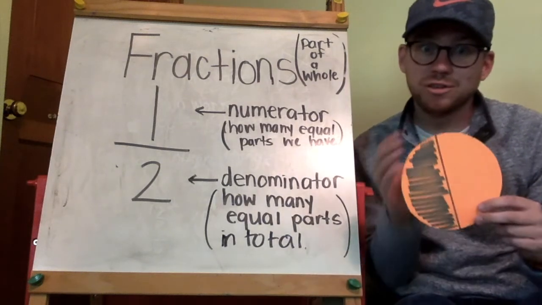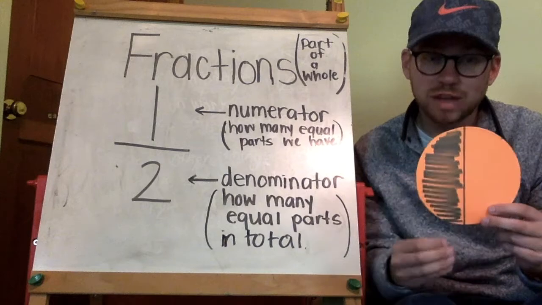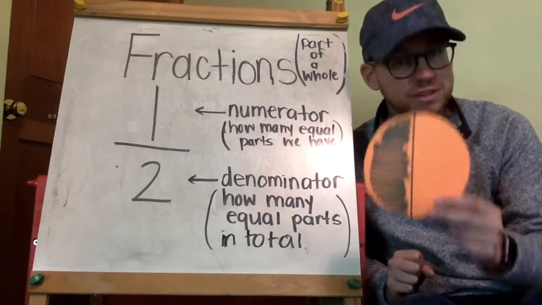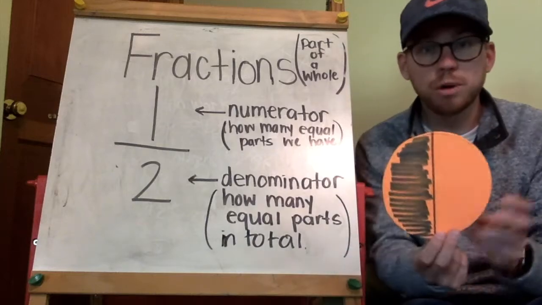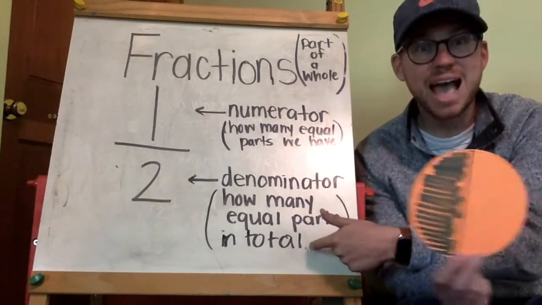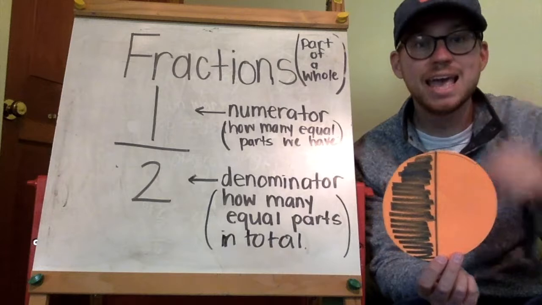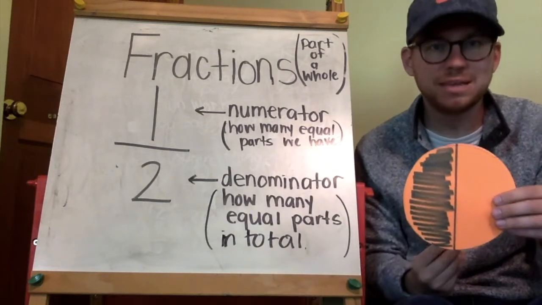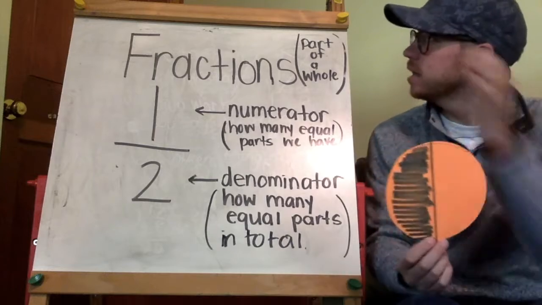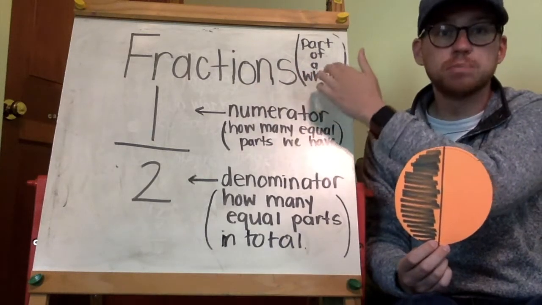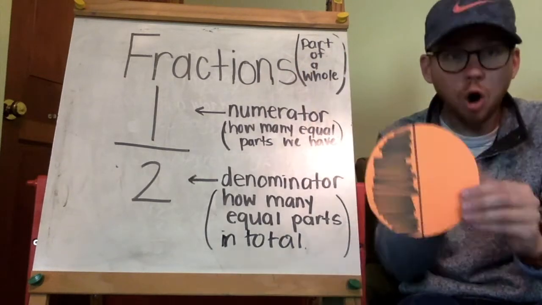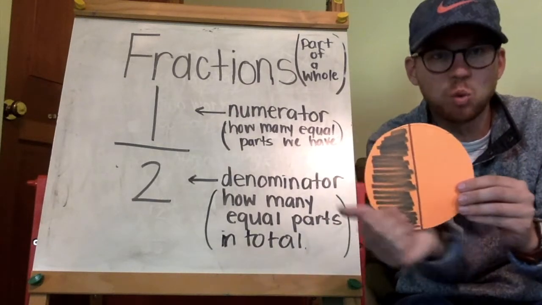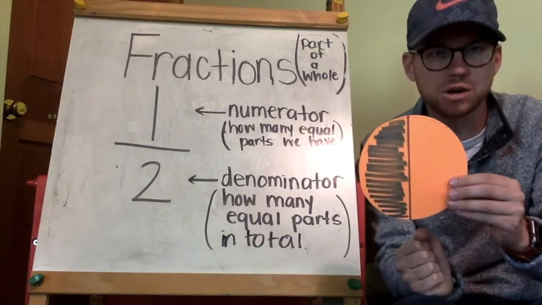man, if you were going to eat this whole side of the pizza, very impressive. First off, I would say there are 2 parts to my pizza, okay, 2 equal parts. That's how many I have in total, 2 parts. And then I have 1 part of that pizza. But, coming back to our definition of a fraction, part of a whole, the whole pizza is the circle, and I have this 1 part over here.